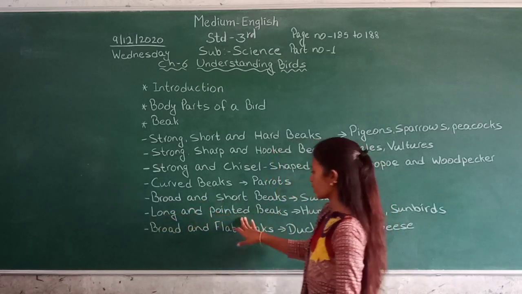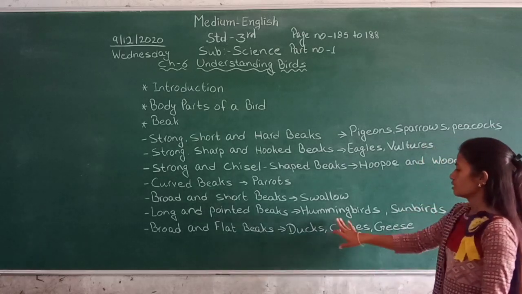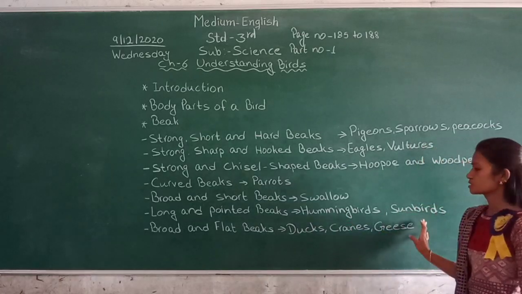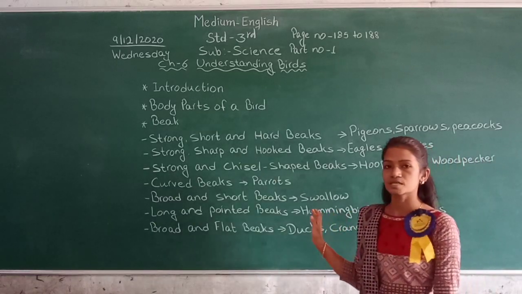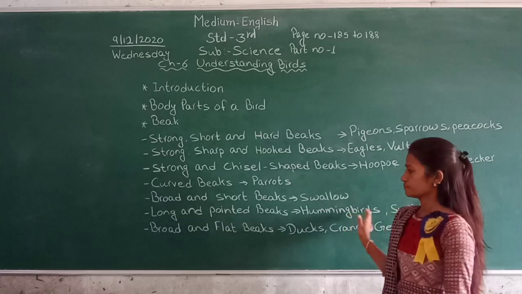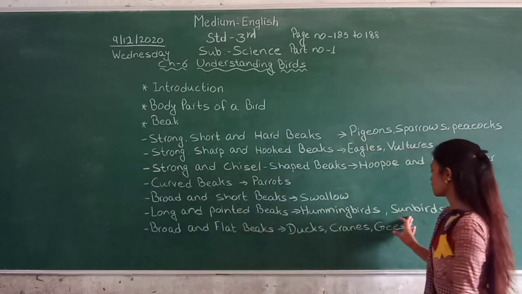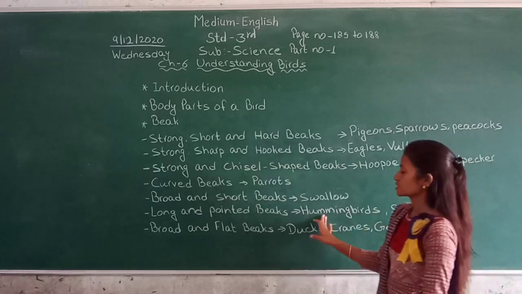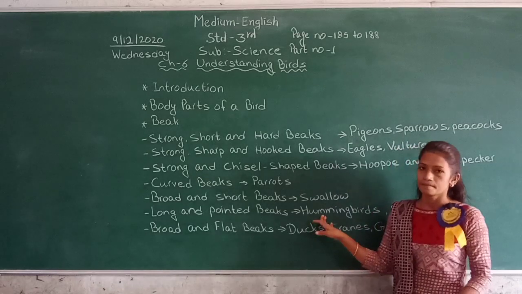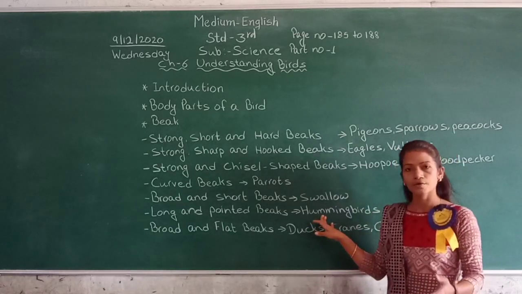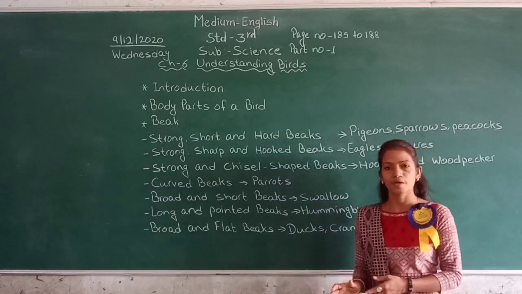Long and pointed beaks. Which birds have long and pointed beaks? Hummingbirds, sunbirds, kingfisher and heron. These types of birds have long and pointed beaks. The beaks of hummingbirds and sunbirds help them to suck nectar from flowers, and the beaks of heron and kingfisher help them to spear fish.